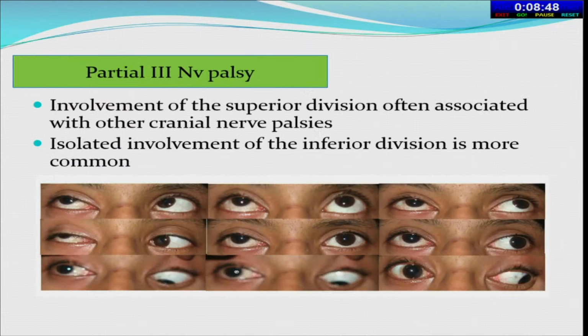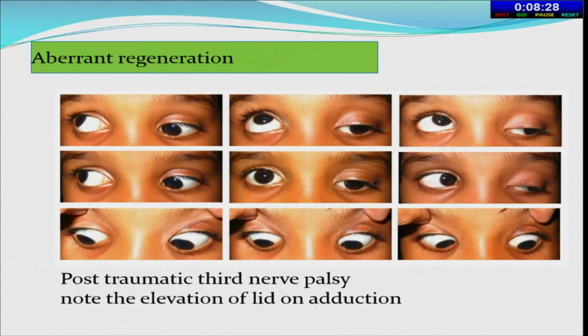Then at the cavernous sinus, the third nerve gets divided into a superior division and an inferior division. So sometimes it may present as partial third nerve palsy depending on which division has got involved. So in this particular case, the superior division has got involved, and therefore there is ptosis and adduction limitation. Post-trauma, the patients may present with aberrant degeneration.